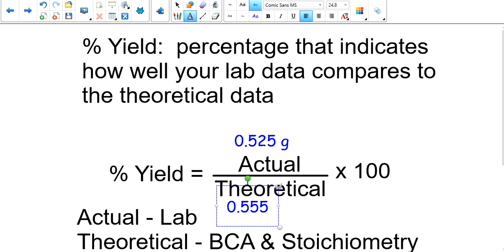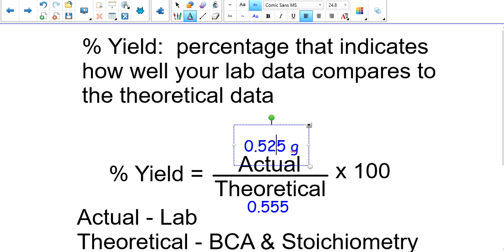And so all I have to do to calculate my percent yield is take my actual, which is 0.525, divided by 0.555, hit equal, and then to make it a percentage, I just need to multiply it by 100, and that then is 95%. And so therefore, you have a 95% yield, which basically means that your actual value came out very closely to what you should have gotten in the lab.